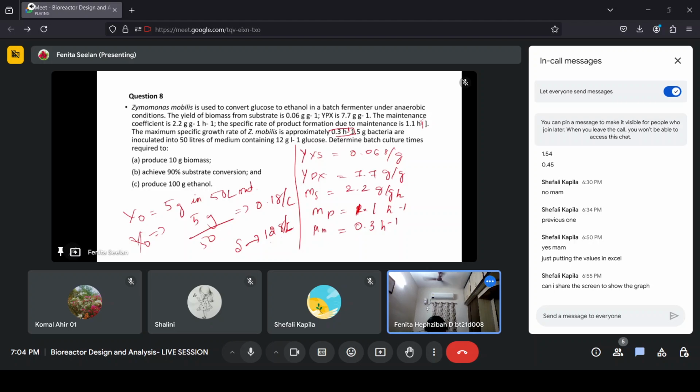What are we asked to find out? We are asked to find out batch culture times at different conditions. So first we will solve the batch culture time with respect to producing 10 gram of biomass. So what is the formula for this?